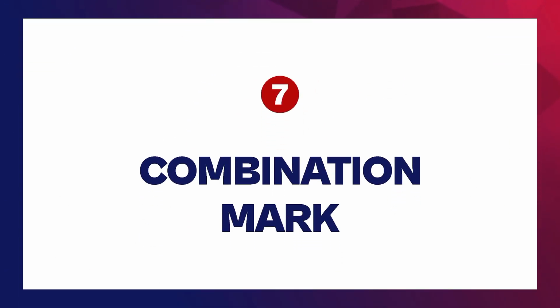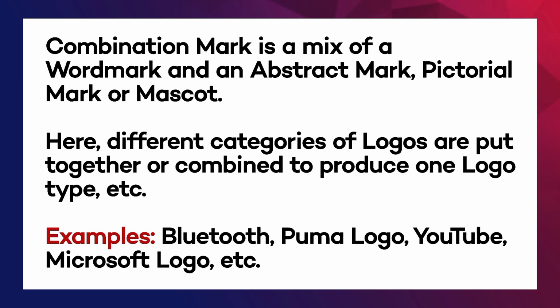A combination mark is a mix of a word mark and an abstract or pictorial mark or even a mascot. Don't get confused. When you hear the word combination, you're trying to say that different categories of these other logos are being put together just to produce one. That is why it's called a combination mark. So you might find that the examples are similar to the previous ones I've mentioned. The layout of this mark can vary depending on the elements.